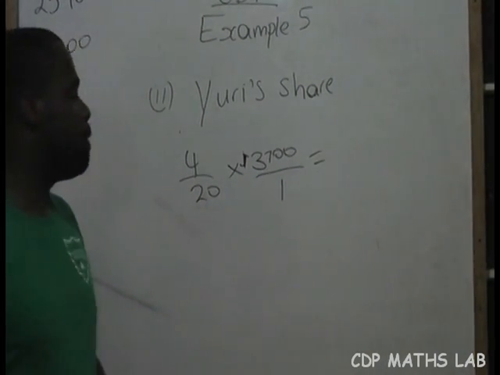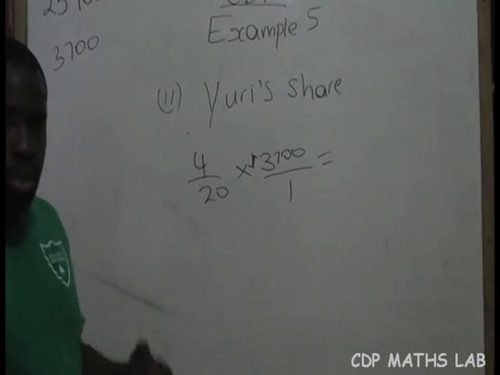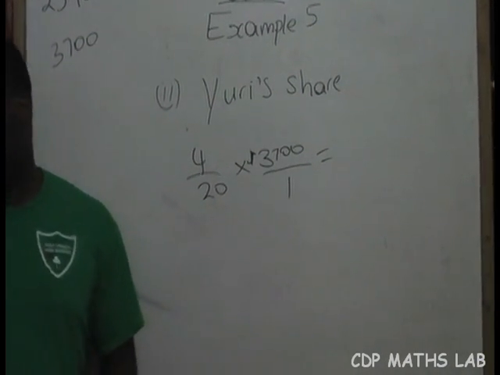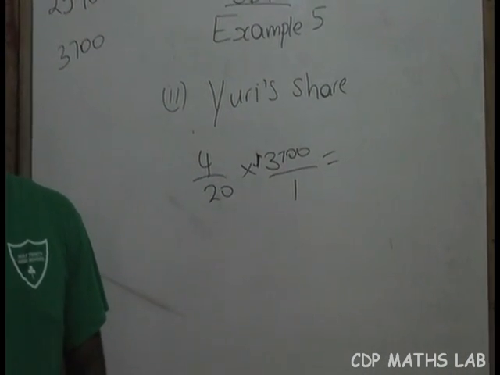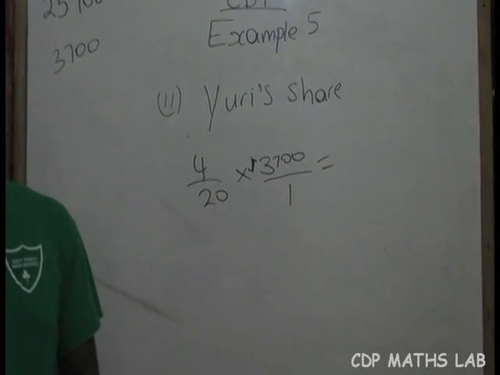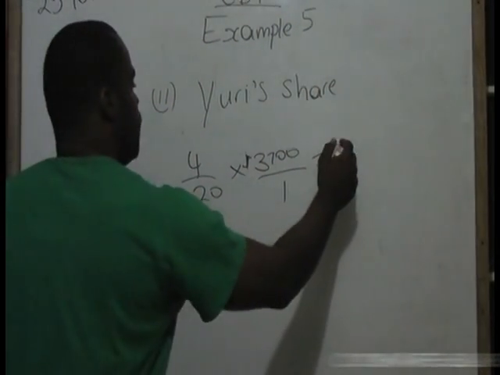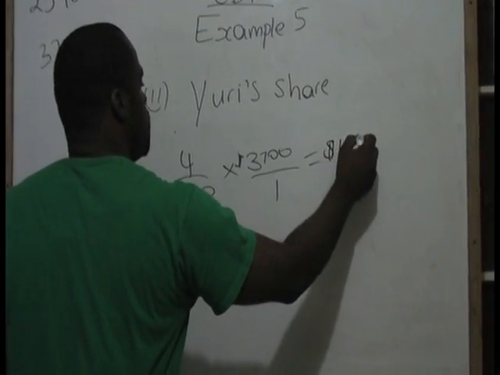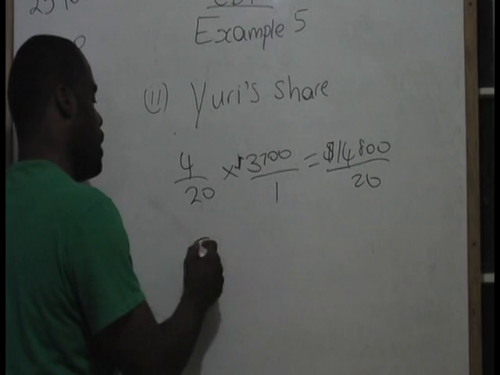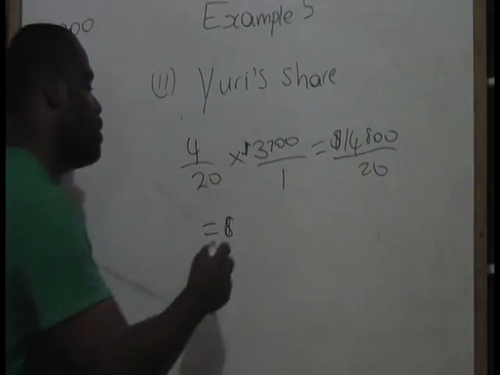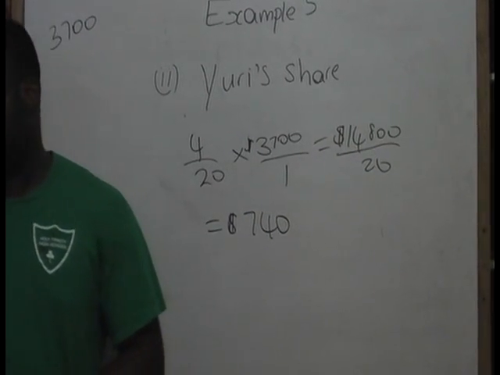So the 4 out of 20, and remember the 4 is under your name. Good. So 4 over 20 times 3,700. So we're going to multiply the 3,700 by 4, and then our answer will be equal to 14,800, and then we divide that by 20, and the answer here will equal $740. That would be your answer for your share.